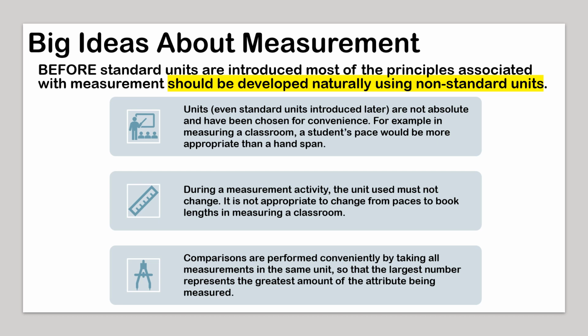And then the third point is comparisons are performed by taking all measurements in the same unit. So the largest number represents the greatest amount of the attribute being measured. So then we're starting to look at the quantities, and it's easy for the kids to see that as the quantity is bigger, the measurement must be bigger, if you like. So those three points are really important.